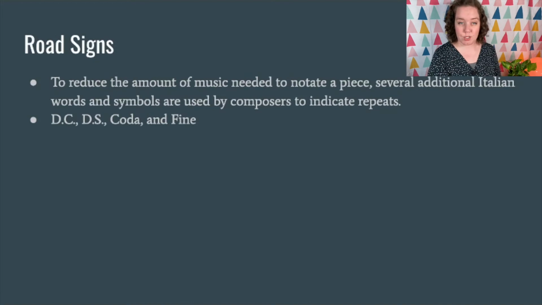Okay, that brings us to road signs. To reduce the amount of music needed to notate a piece, several additional Italian words and symbols are used by composers to indicate repeats. So instead of just saying repeat, or instead of writing out pages and pages and pages of music, we have these extra symbols that we can add in that sort of help organize the music a little bit more so that we don't have to print as many pages, which is kind of nice. So the ones we're talking about today are DC, DS, Coda, and Fine.